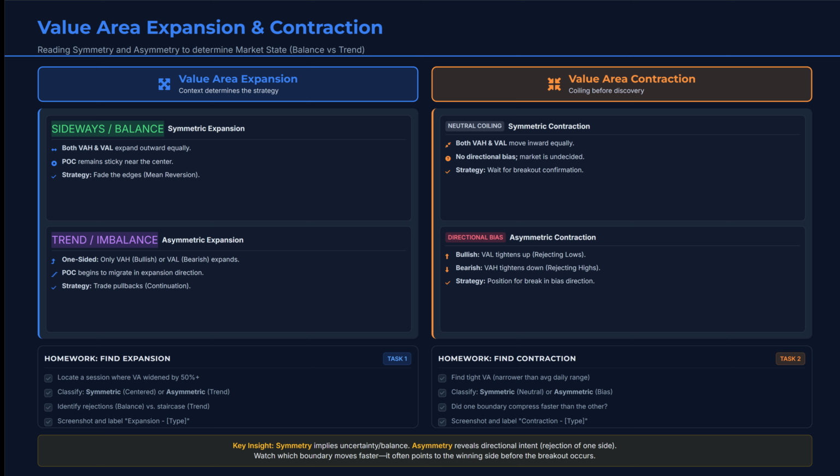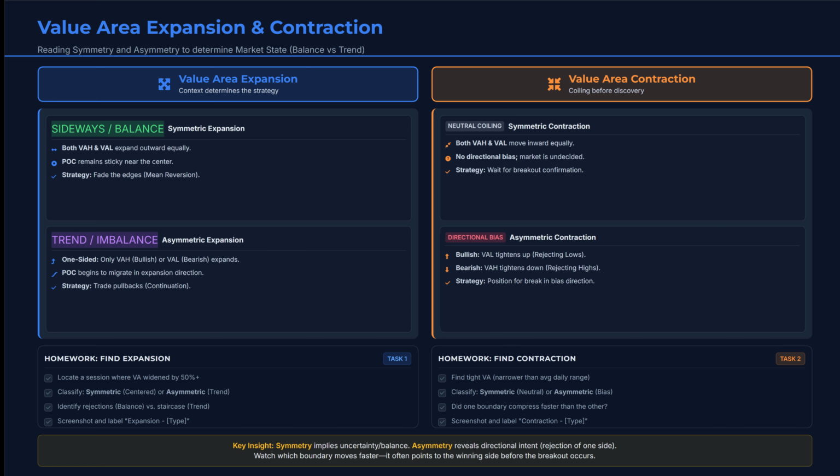Step 4. Screenshot and label your example. Capture the full session profile and annotate it clearly. Label it as expansion symmetric or expansion asymmetric, depending on what you found. Save this to your value area behavior library.